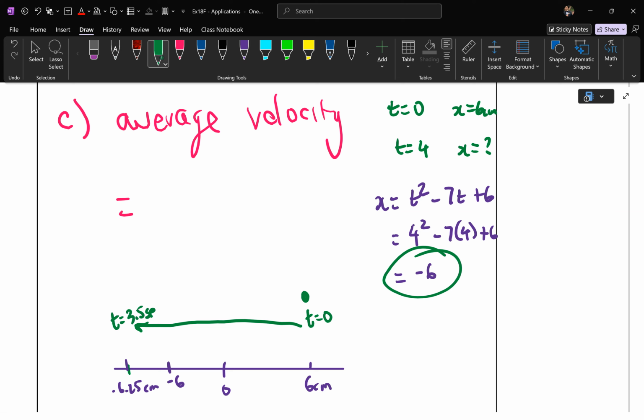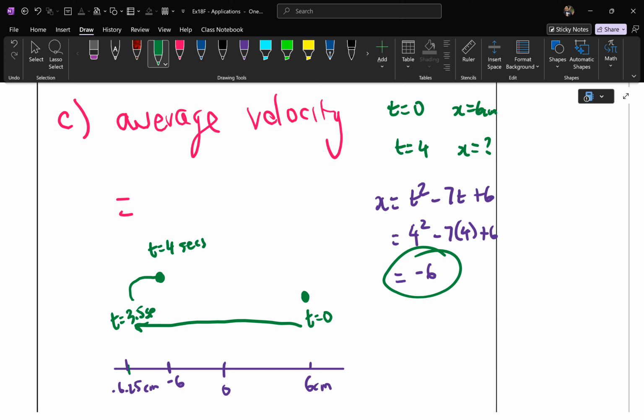So what does that mean for the particle? That means the particle had a velocity of 0, it stopped, and then it must have returned or did a U-turn, and it went back to this point now, and that is when t equals 4 seconds.